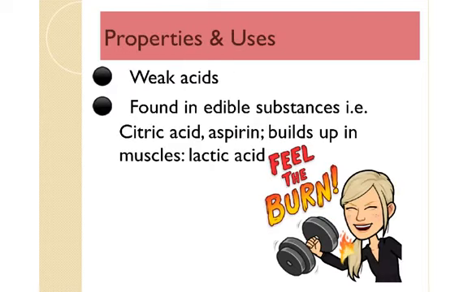The properties and uses of carboxylic acids is just like the name suggests. They are weak acids, so we find them in everyday substances like citric acid, so they're found in fruit and fruit juices, aspirin. Also when your muscles get sore, that's lactic acid that's building up in those, so lots of everyday things.